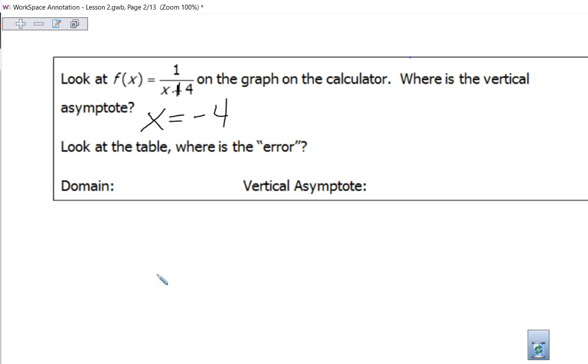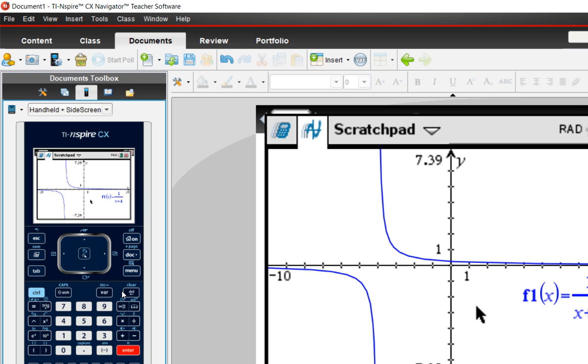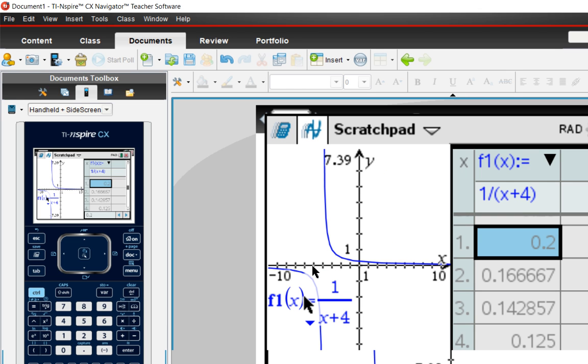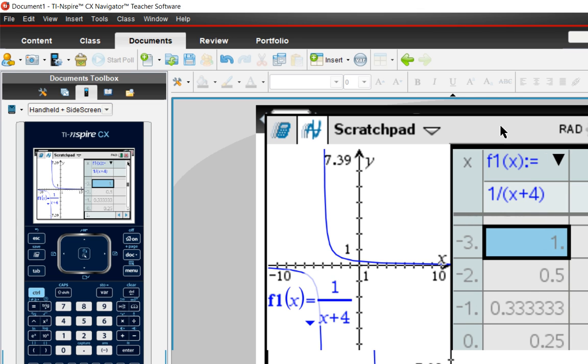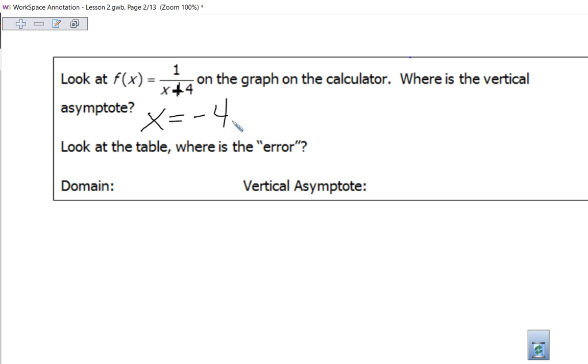And it says, look at the table. Where is the error? So we forgot to do that. So looking at the table, how do I pull up the table? Control T. So control, then the letter T. And to find the error, where do you see the error? At -4. So it's undefined at -4. So that's when x equals -4. And that's the equation for the vertical asymptote: x equals -4.